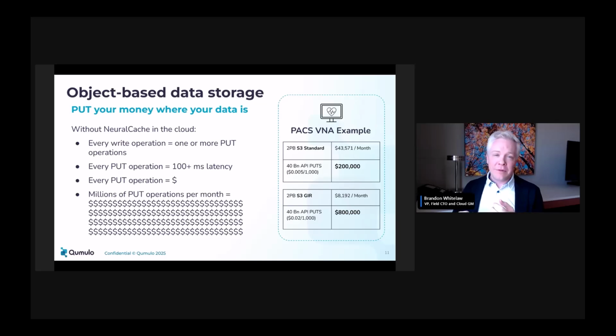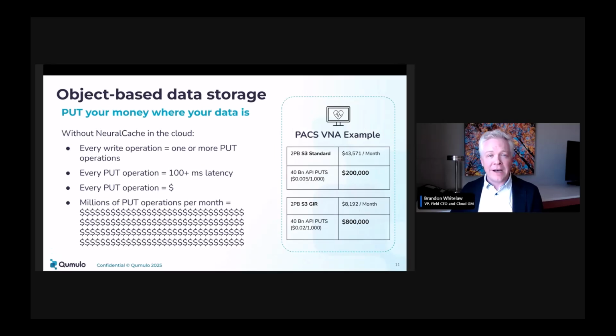A lot of people may not know this unless you're in the industry, but X-rays and medical images are actually really small. About, in this case for this customer, about 110 kilobytes on average in size, and each one of those was a put. And so this customer had 40 billion files on the system, and to write that into Glacier Instant Retrieval just once, just the first time, let alone use it later, was going to be $800,000 in API costs. So let's contrast that to what it looked like on Cloud Native Qumulo with NeuralCache.